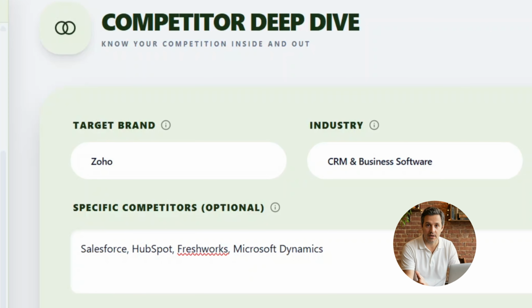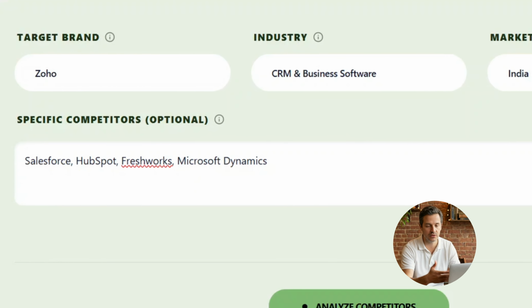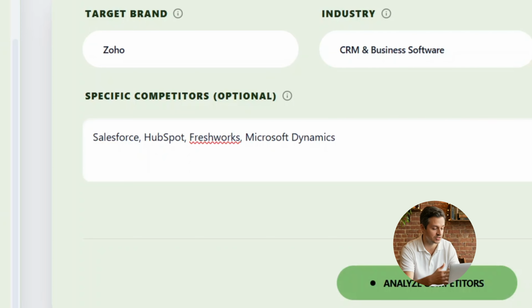Field 1 is target brand. I'm entering Zoho. Field 2 is industry, CRM and business software. Field 3 is market, India. And Field 4, which is optional but powerful, is specific competitors. This is where I'm naming the 4 rivals I want the report to benchmark against. The more precise you are here, the sharper the output.